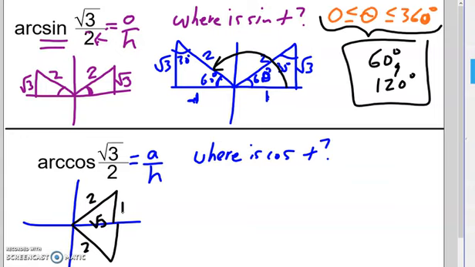Now, if you didn't know that or didn't remember that for some reason on the test, you can always use the Pythagorean theorem and get the missing side that you don't know.